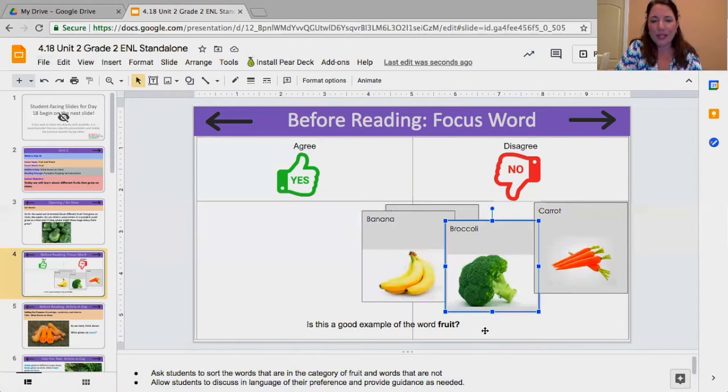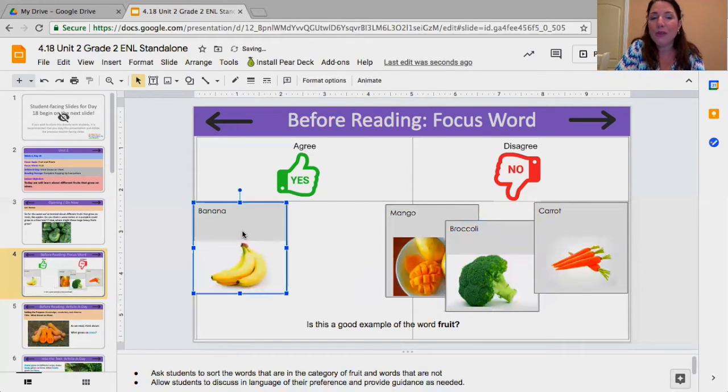What do you see in this next picture? Well, you may have been thinking what I'm thinking, a banana. So do you think this is a good example of a fruit or not a good example of a fruit? Show me your thumbs, readers. Right, banana is a fruit. So we are going to move it to the agree column.